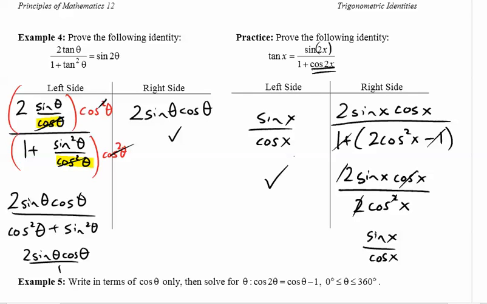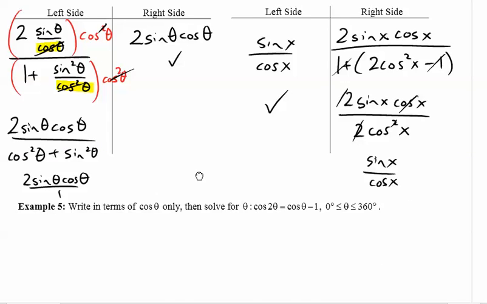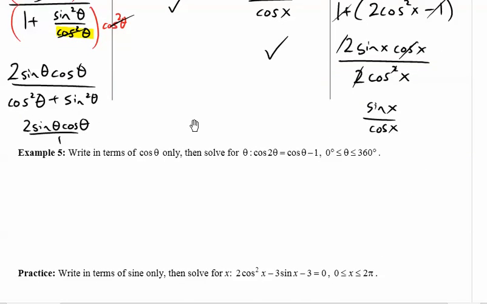Now we're totally switching gears for the last 2 examples. The last 2 examples are no longer identities. This is now back to what we started with. In the very, very beginning of this unit, we were solving equations. These are not always true for every x. There's only certain values of theta where this is true.